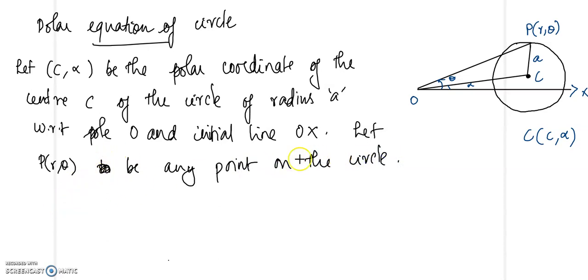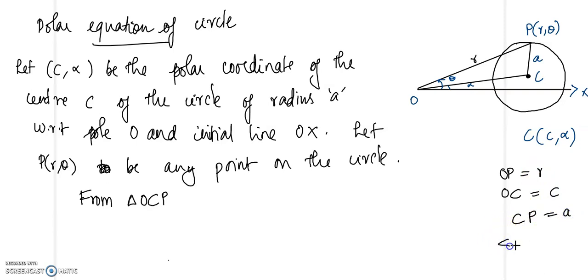Now from triangle OCP, we have OP equal to r, OC equal to c, and CP will be equal to a, and angle POC will be equal to theta minus alpha.